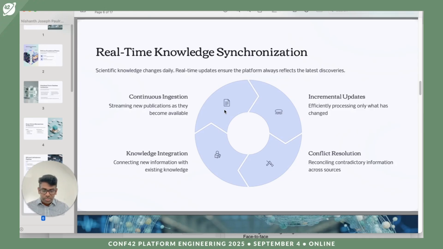Research changes quickly. There are more and more research publications out there. Something might have changed, something may be outdated, and new information might be coming in. So we also need to keep up to date with the research out there. Real-time knowledge synchronization helps with that. It involves techniques like continuous ingestion, incremental updates, conflict resolution, and knowledge integration.